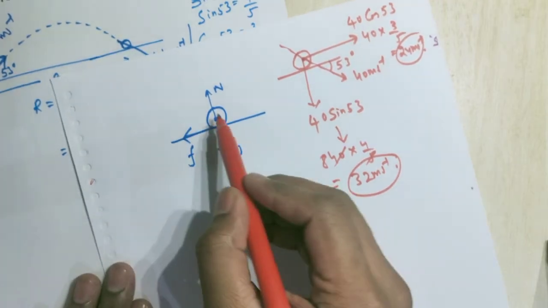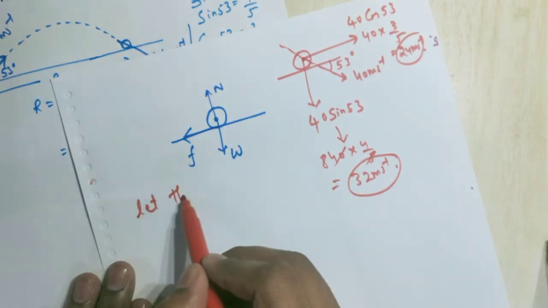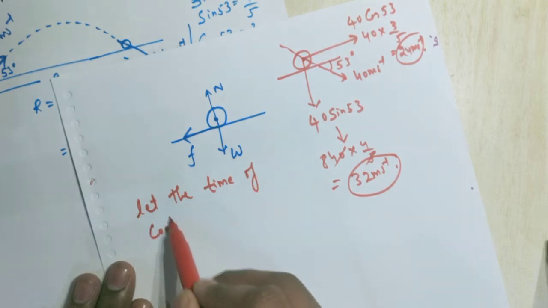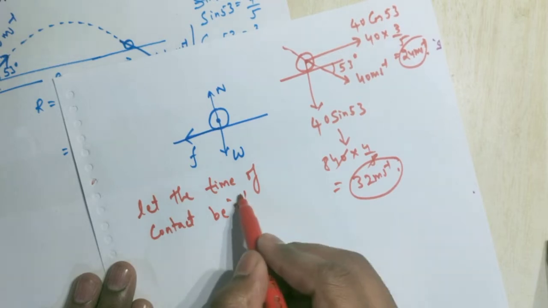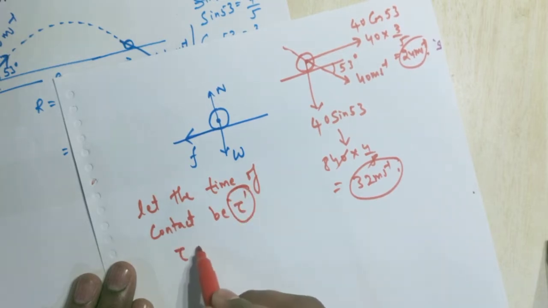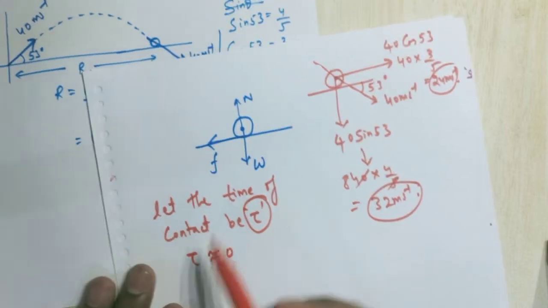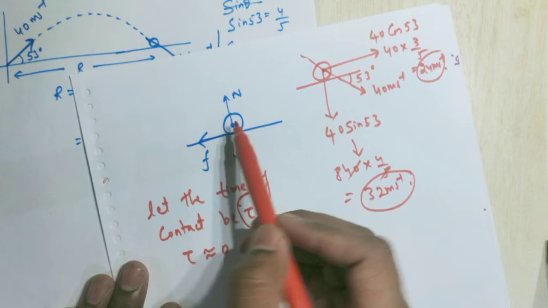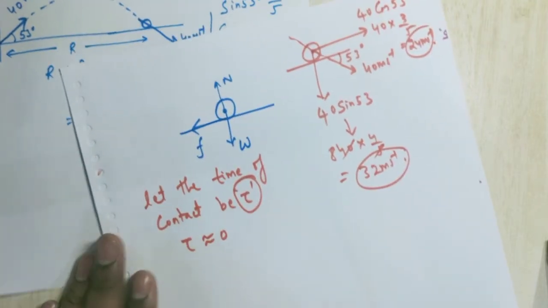And once again, when the ball hits the ground, let the time of contact be tau. Obviously tau is extremely small, it is almost equal to 0. Why? When the ball hits the ground and again rebounds, the time for which it was in contact with the ground is tau. Tau is extremely small.